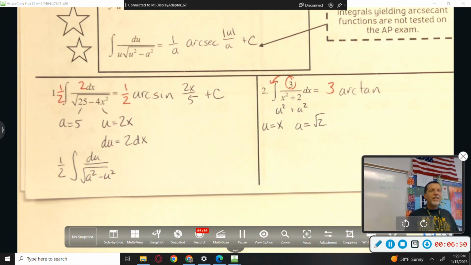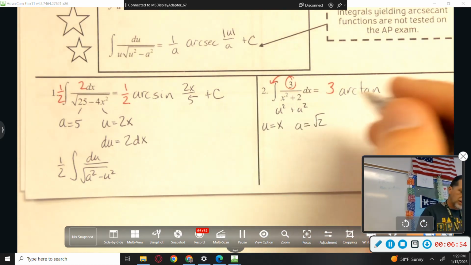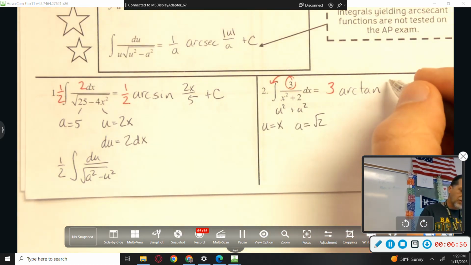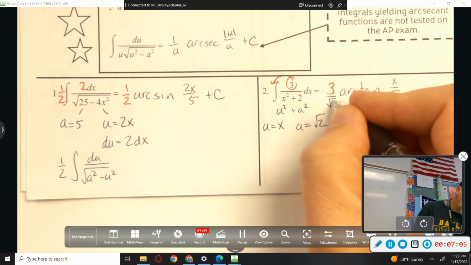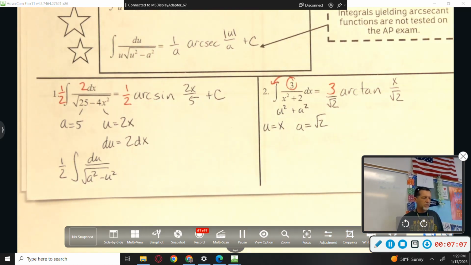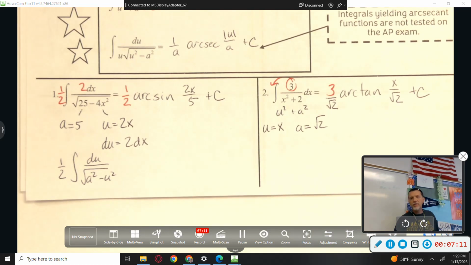And again, I don't have any dx stuff to worry about. I mean, you can write it out, but just plug it in. So we're good. It's arctan of u over a. Don't forget there's a 1 over a out front, so it becomes 3 over square root of 2, arctan of x over root 2, plus c. And we don't have to fix square roots in the bottom. We don't have to rationalize. Like pre-cal, you have to multiply top and bottom, but we're not messing with that. We have become slightly lazy.